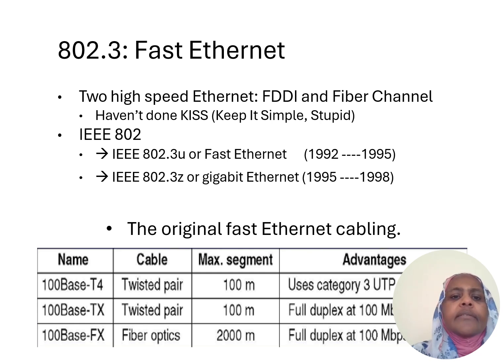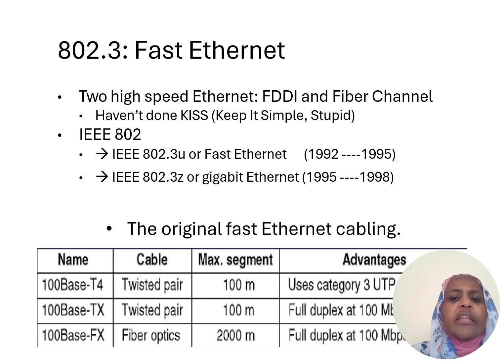Fast Ethernet has two high-speed Ethernets, FDDI and Fibre Channel. Both were not simple and stupid as the best design should be. So IEEE 802.3u for the fast Ethernet and IEEE 802.3z for gigabit Ethernet were the survivors.